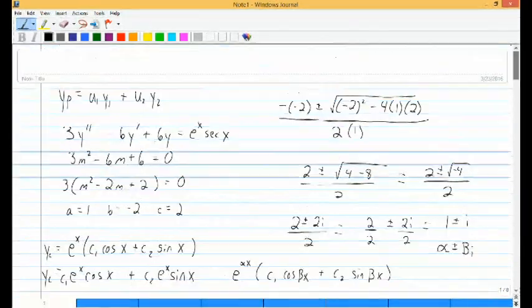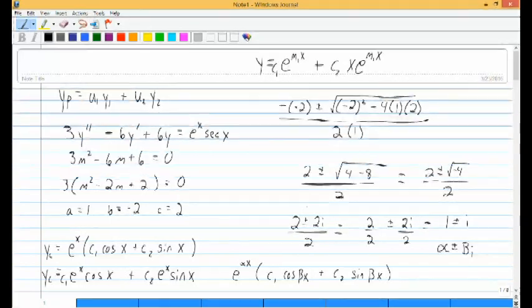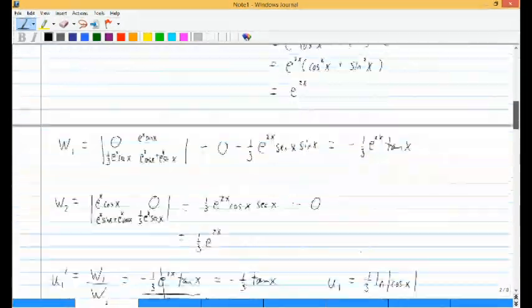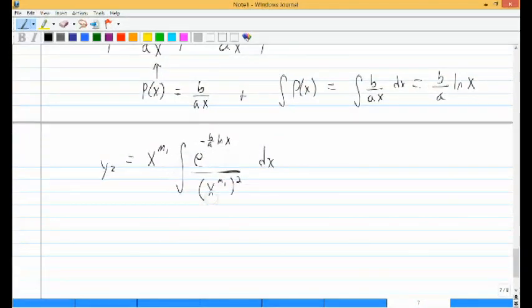What was the second solution the other way? Well, remember we have y equals c sub 1 e to the m sub 1x plus c sub 2 x e to the m sub 1x. That was how we got our two solutions previously if we had a repeated solution. Well, now how do we get our second solution? How do we handle that repeated solution? We have to work out this integral and multiply it times that. Well, I'm going to show you what it's equal to so you don't have to do it every time.